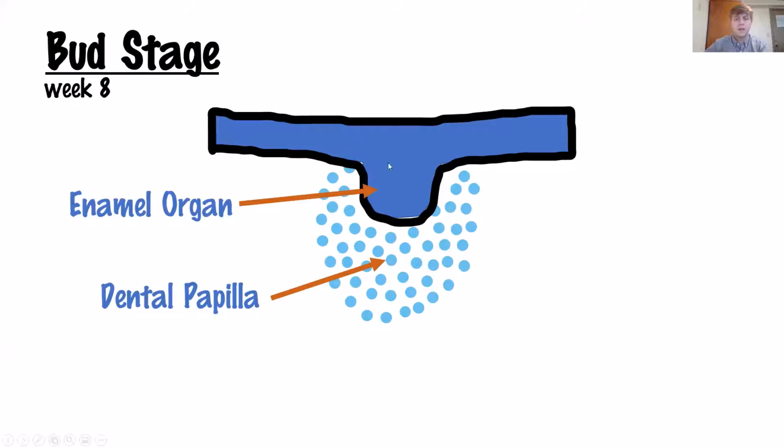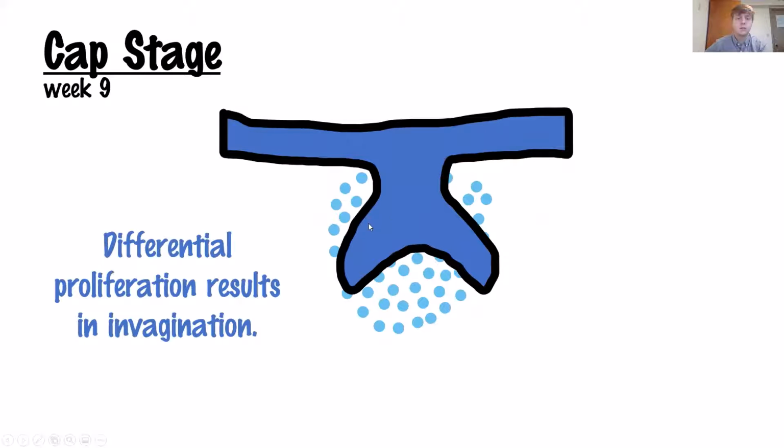The tooth bud is a unique stage in that it has differential proliferation, and this means that cells grow at different rates depending on their location. In the enamel organ, cells in the center grow slower than cells at the peripheries, and this leads to invagination, which creates the next stage, the cap stage. This is at week 9, and a concave region forms and sits on top of the condensed ectomesenchymal cells into a ball of the dental papilla.